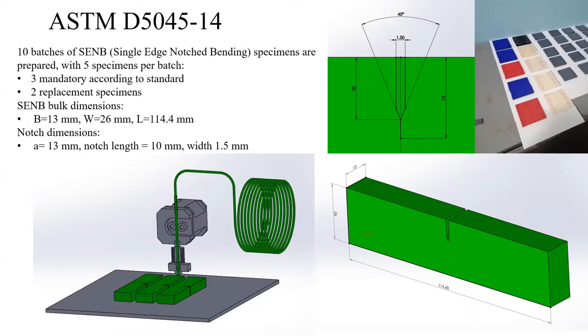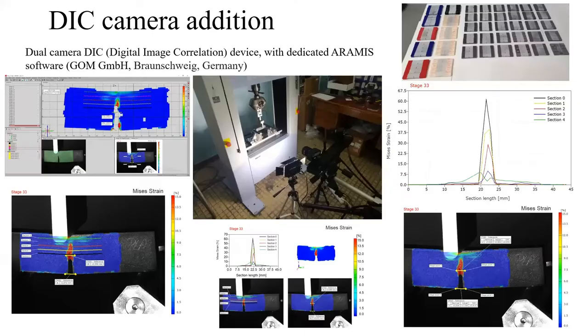Here you see on the left-hand side the image of how the specimens were printed. They were all printed in this orientation. Then, concerning the DIC cameras, we used a DIC camera device with dedicated Aramis software to see the full field deformations on the front side of the SEMB specimens. There we created some sections which act like virtual gauge lengths. We could monitor the deformations and see how the crack propagates, or how the material deforms when the crack propagates.